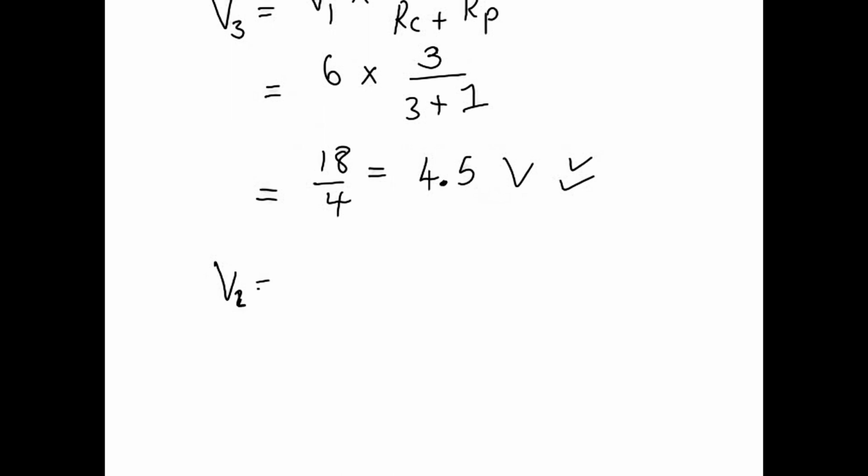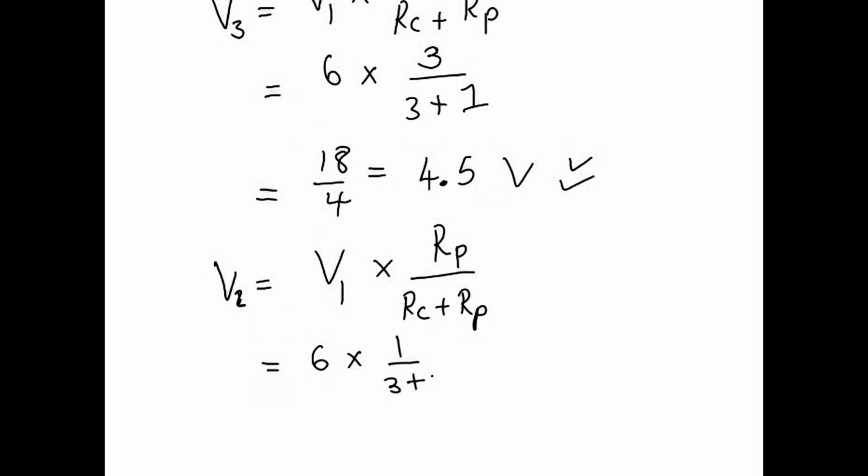V2, the potential difference across the parallel connection, is going to be the total potential difference, which is V1, multiplied by the resistance RP of the parallel connection, divided by the total, which is RC plus RP. If we do that, we have 6 multiplied by 1 over 3 plus 1. So you have 6 times 1, which is 6. 6 divided by 4 gives us a value of 1.5 volts.